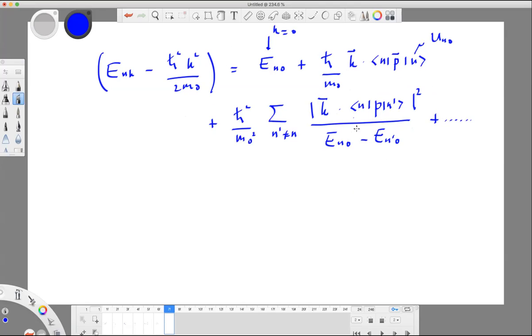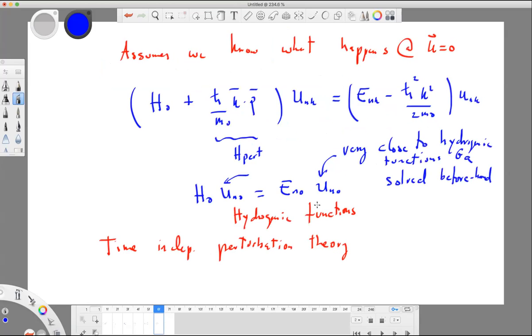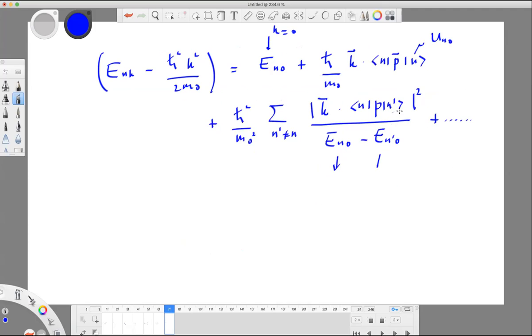Okay, so you have this formula here, and you see that you can calculate everything on this side. We know these energies from having solved the previous eigenvalue problem. You know how to calculate these matrix elements. This we can also call P_nn'. P_nn' is calculated by evaluating this integral of u_n0 conjugated, the operator p, and u_n'0. So you calculate this integral and you plug it into your perturbation theory.